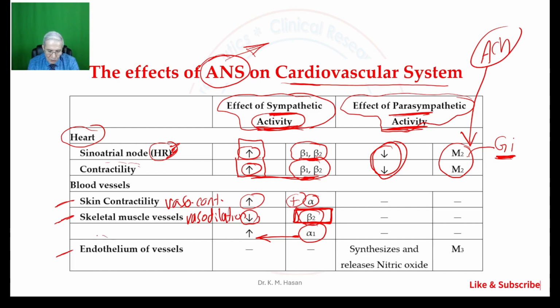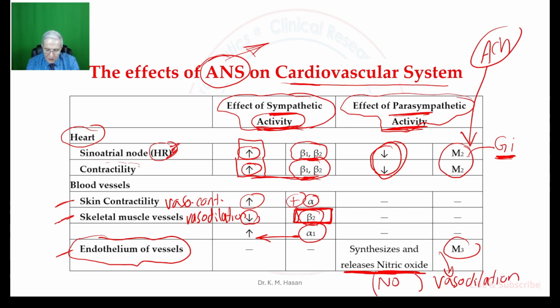Regarding the endothelium blood vessels, we have the M3 receptor. This will enhance nitric oxide release and lead to vasodilation. Okay, through the nitric oxide release. So now we have the concept about the heart and about blood vessels in the skin, skeletal muscle, and endothelial cells.